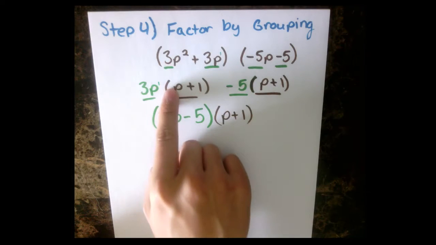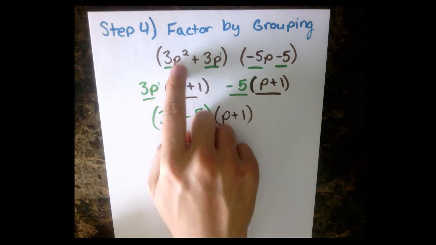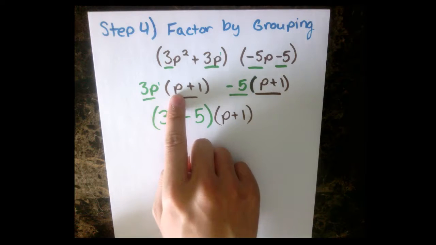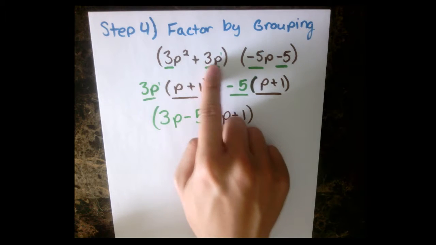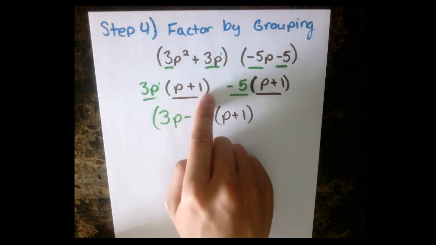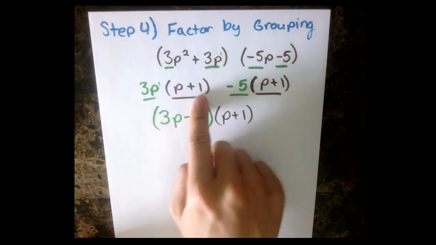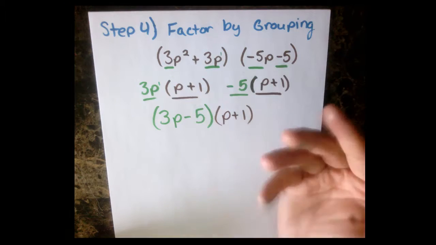3p squared, 3p. So 3 times what equals 3? Just a 1, which I didn't write here. P times what equals p squared? It's a p. Okay? And 3p divided by 3p, or 3p times 1 would equal this. Basically this times 1 would equal 3p. 3p divided by 3p is 1. Alright, because it's the same number over itself.